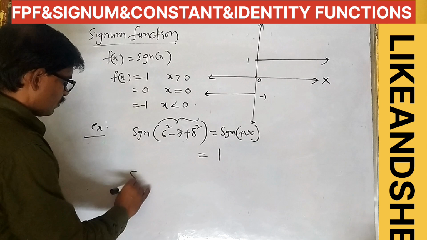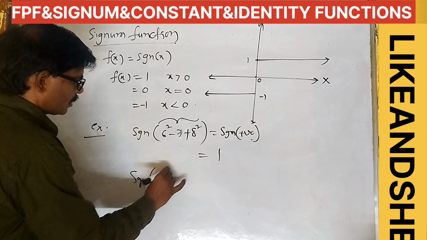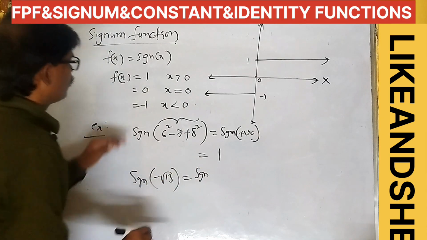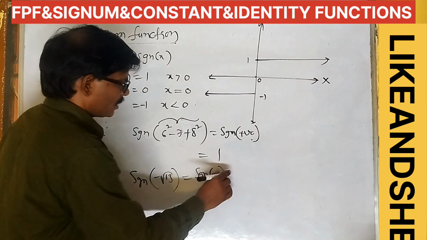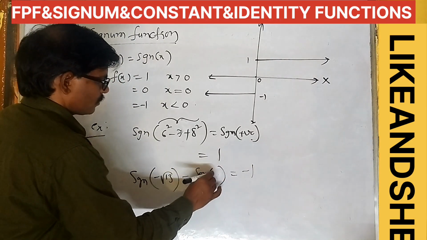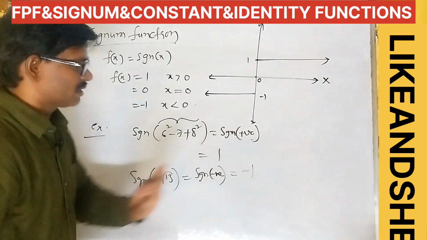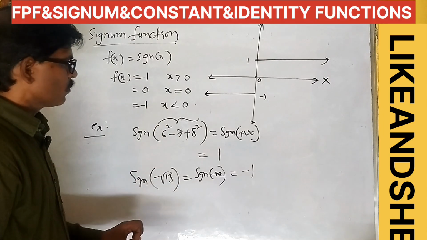Next, another one: signum of the root of minus 13. This is a negative value. The signum function of a negative value means the answer is equal to minus 1. And this is 0: signum of 0 is equal to 0. This is our concept.